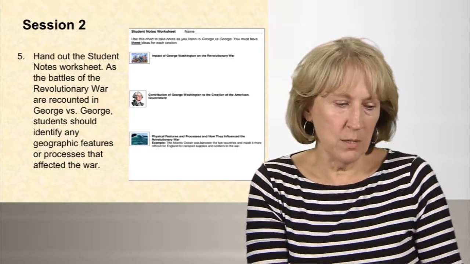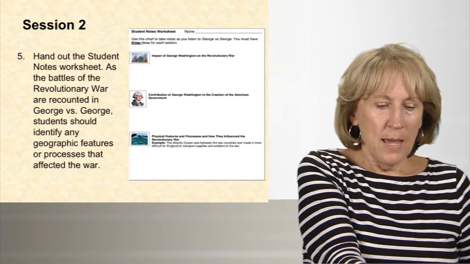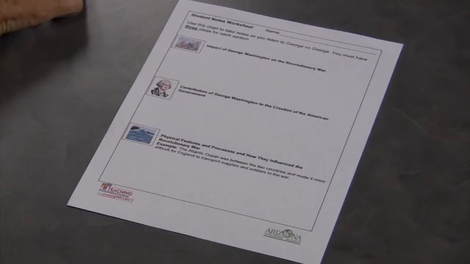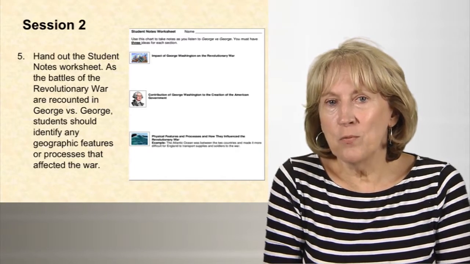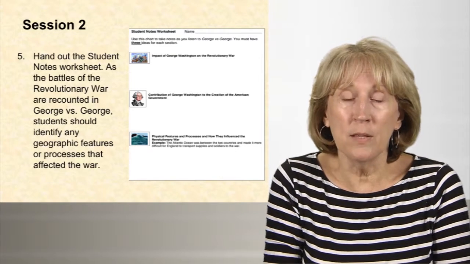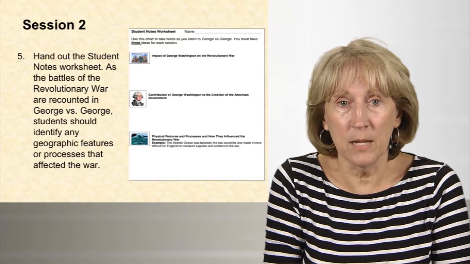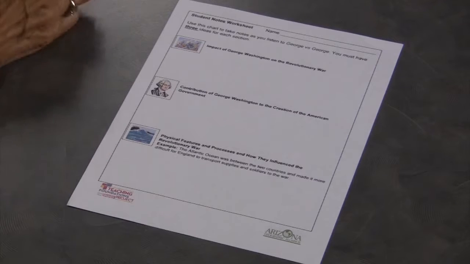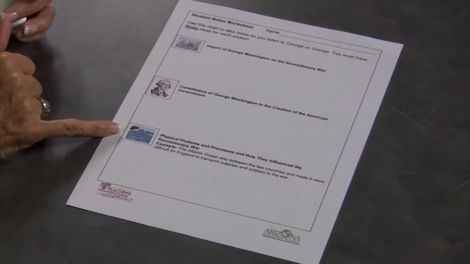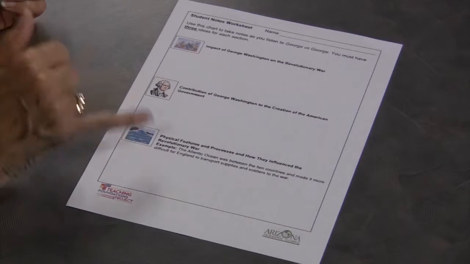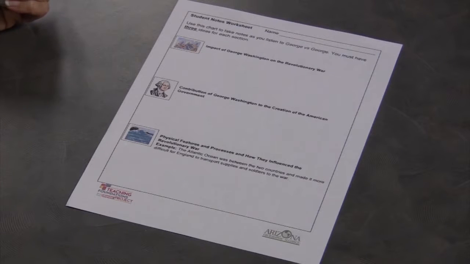So what we're going to do is look at this worksheet a little closer. This is the student notes worksheet. As you continue to read the rest of the book, where we're talking about the battles and events of the war and the beginning of the new country's government, the students will use this as a note-taking device. At the bottom, the very last one you see is the physical features and processes and how they influenced the Revolutionary War. I've given them the example of the Atlantic Ocean that we just talked about.